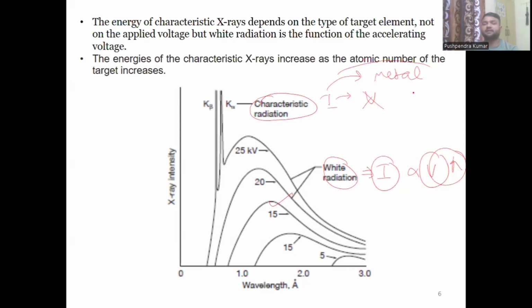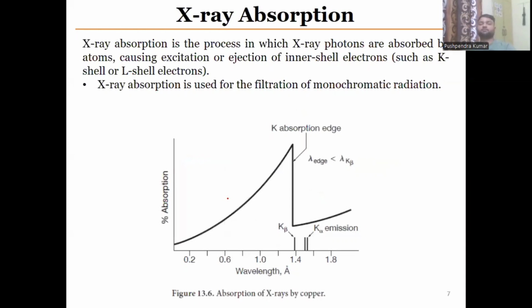Means we can say that it is the characteristic property of the metal, not of the voltage. From the diagram we can say as the voltage increases, the intensity of the white radiation increases, but there is no effect of the voltage on the K alpha and K beta, meaning the characteristic radiation. There is no effect on the characteristic radiations. So let's move further. X-ray absorption.